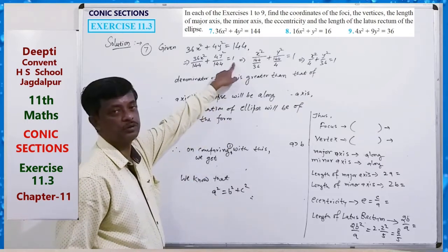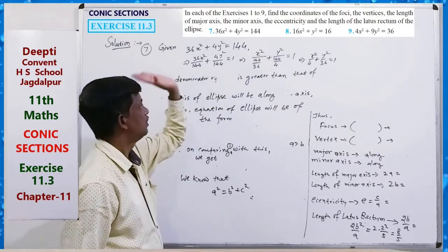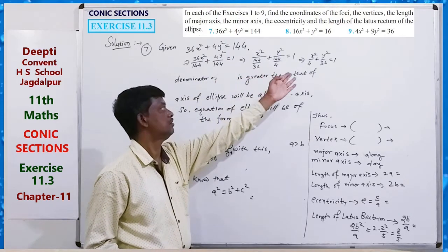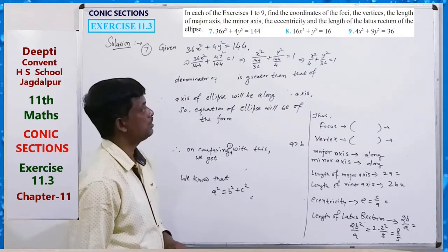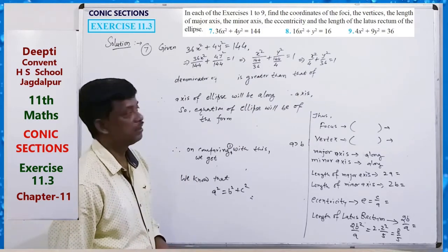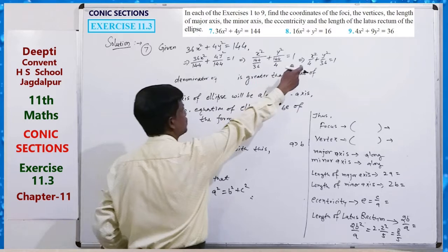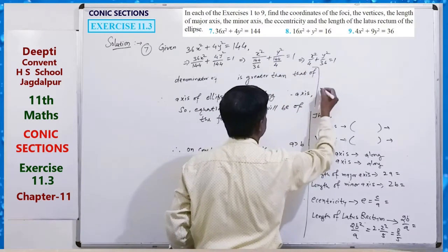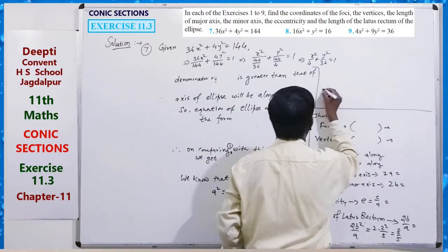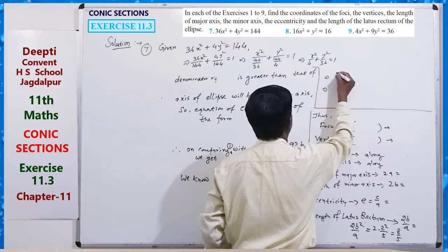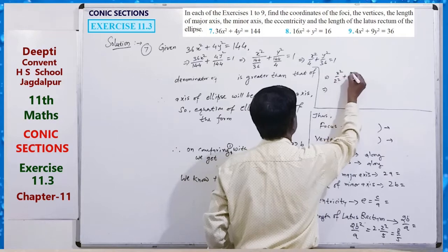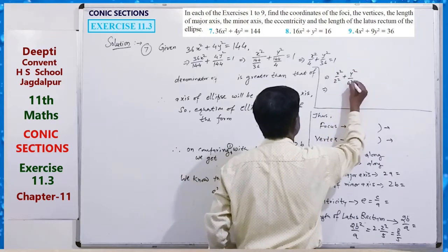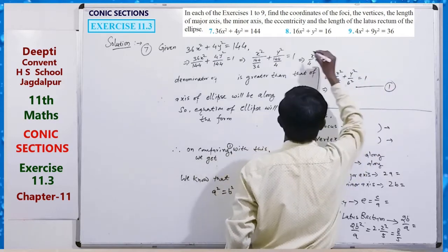The right hand side should be 1, so divide by this. Now here just divide 144 by 36 and by 4. So we can write x square upon 2 square plus y square upon 6 square equals 1. This is equation 1. Clear?